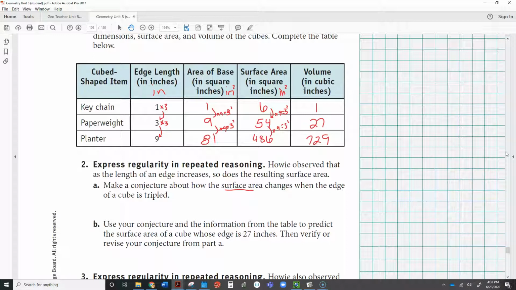And then it says use your conjecture and the information from the table to predict the surface area. So my conjecture is that if the edge tripled, the surface area increased by 3 squared. So tripled means times 3. So this means times 3 squared.